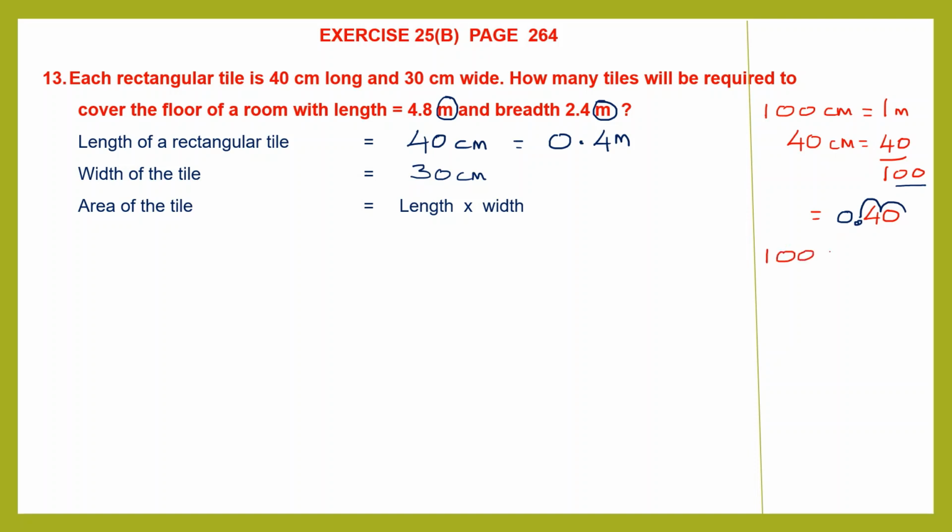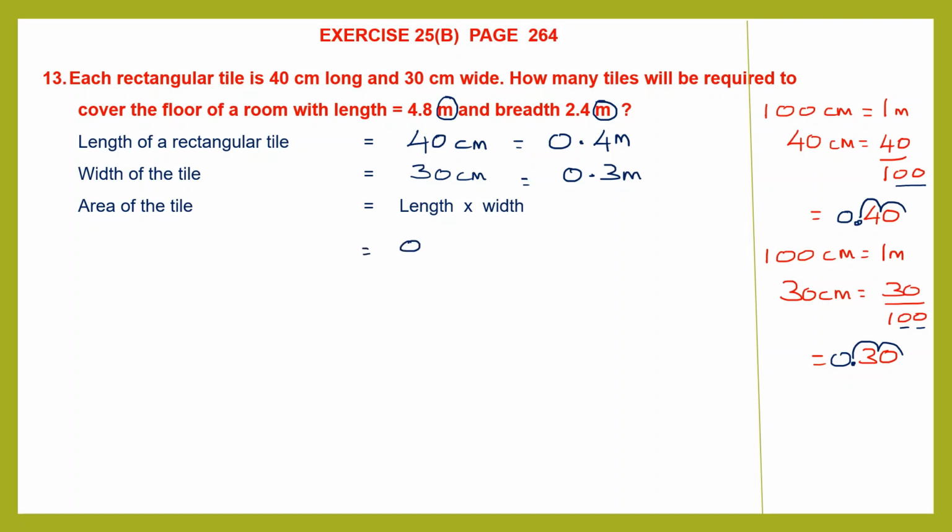Now let's convert 30 centimeters the same way. 100 centimeters make 1 meter, so 30 centimeters will be 30 by 100. 100 has two zeros, so my point moves two places to the left. The point comes here, 0.30 or 0.3 meters.